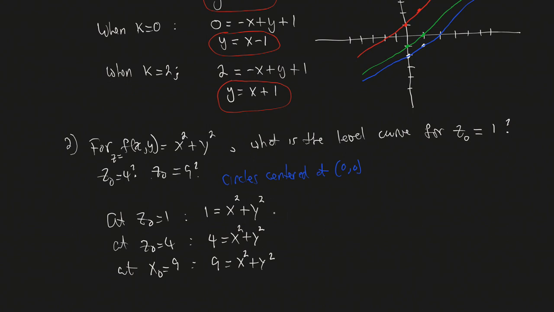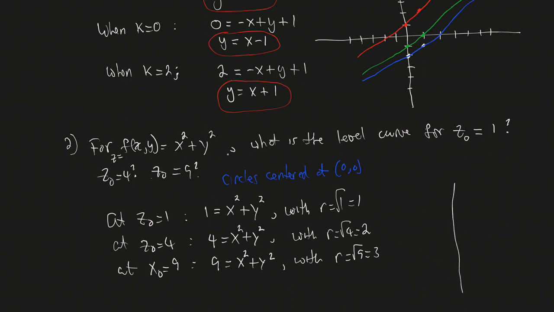This one is with radius 1. Square root of 1 is 1. But then this one is with radius, let me write it so you see exactly the operation I'm performing, the square root of 4. And then this one is with radius root 9, which is equal to 3. So over here, when we did the level curves for a plane, that's what we started with. We ended up with a bunch of parallel lines.